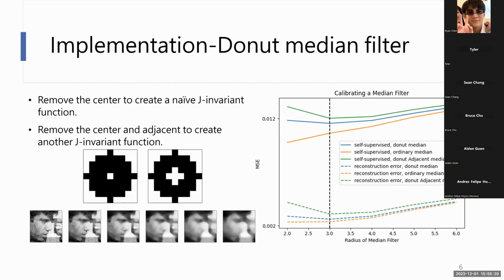The first implementation is the donut median filter. Basically, we remove the center part of a median filter to create a donut filter. This acts as a naive J-invariant function because, in order to predict the value for the center pixel, it no longer can take the original information from itself. You can see from the graph here there is a constant difference between them, just as the previous proposition mentioned.